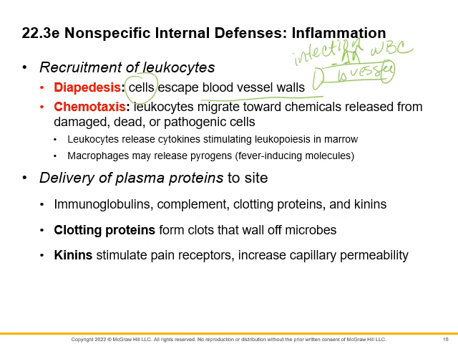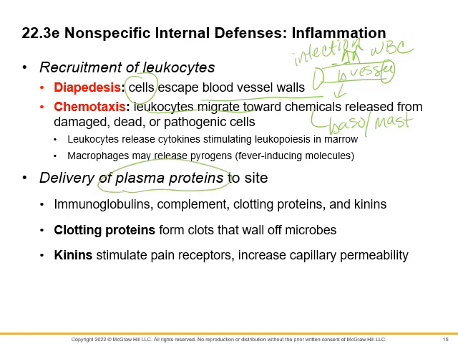The chemotaxis, this is what I just said, where the leukocytes are going to migrate towards the release of the chemicals. So when the basophils and the mast cells are releasing these chemicals, that causes the leukocytes, the white blood cells, to migrate to that area.